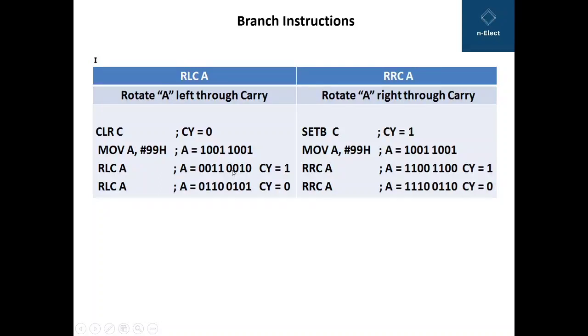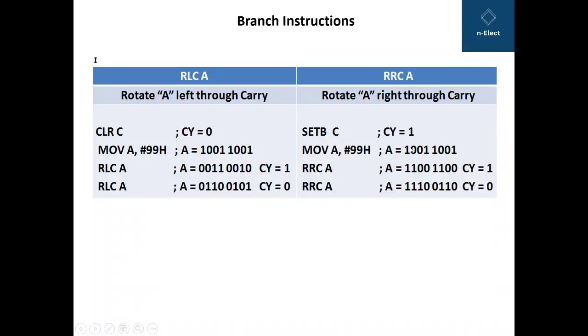Exactly the same type of instruction, only instead of moving the data in the accumulator towards left, we are here moving the data towards right. So see here, SETB C, that is we are making carry equal to 1 here, and now we are moving data 99H to the accumulator. So 9 means 1001 and 9 means 1001. The data will be moved to the accumulator. Then RRCA, rotate accumulator right through carry. Here we are now moving the data from the right side. So the new data which we will get will be like this.